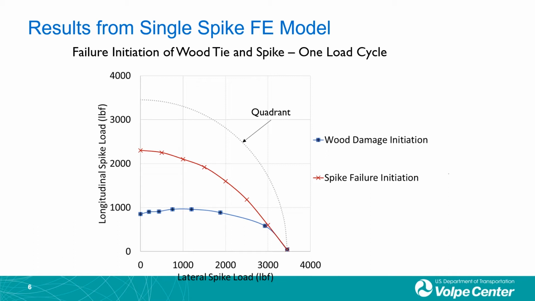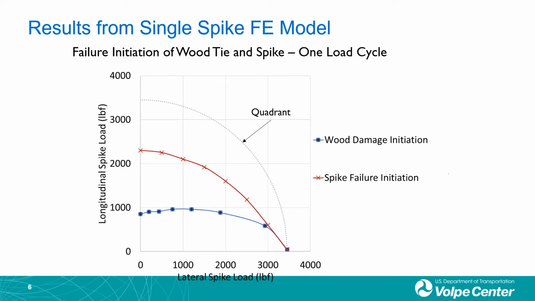Because wood is an anisotropic material, the longitudinal direction is much weaker than the lateral direction. So, the load required to damage the wood longitudinally, shown in the blue line, is smaller than the load required along the lateral loading direction. Because of the weakness of the wood in the longitudinal direction, the spike stress is affected in a very similar manner.